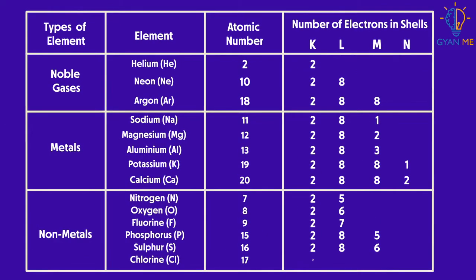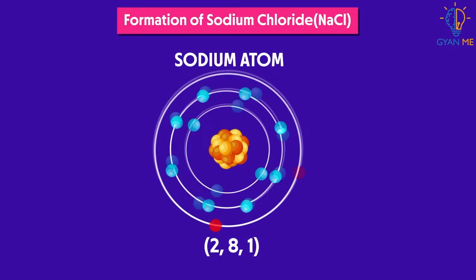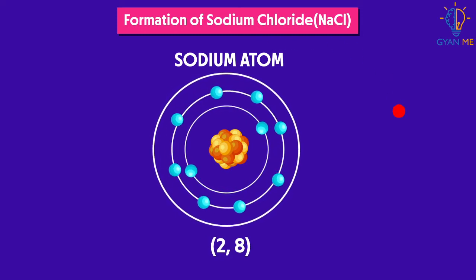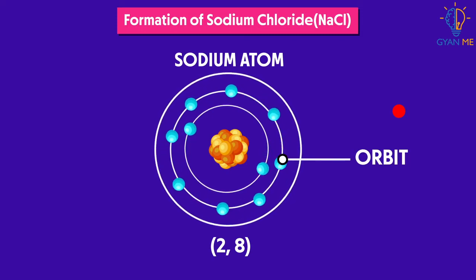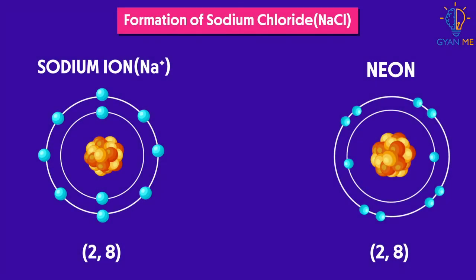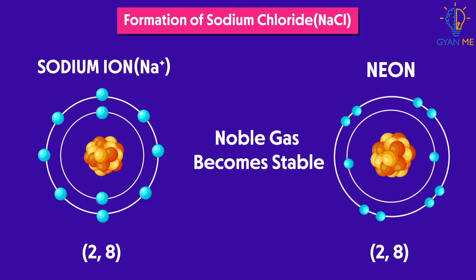Students, as we can see from the table, sodium atom has 1 electron in its outermost shell, while the chlorine atom has 7 electrons in its outermost shell, and it requires 1 more electron to complete its octet. Accordingly, sodium donates its outermost electron to chlorine, and its previous shell, that is L shell, now becomes the outermost shell, which has 8 electrons. Sodium now gets the configuration like argon, that is 2,8, which is a noble gas, and itself also becomes stable.